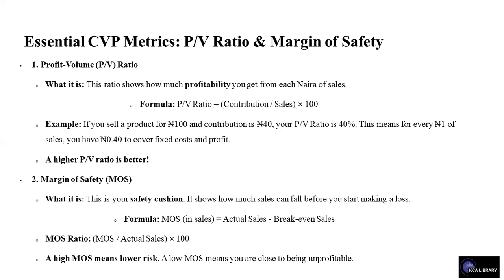And talking about margin of safety, this is your safety cushion, and it shows how much sales can fall before you start making a loss. And you have the formula there as it has been stated. And a high margin of safety means lower risk, and a low one means you are close to being unprofitable.